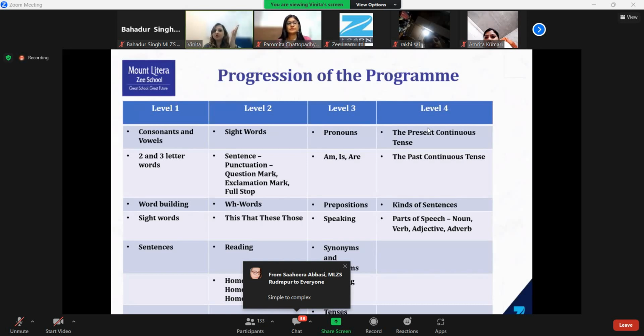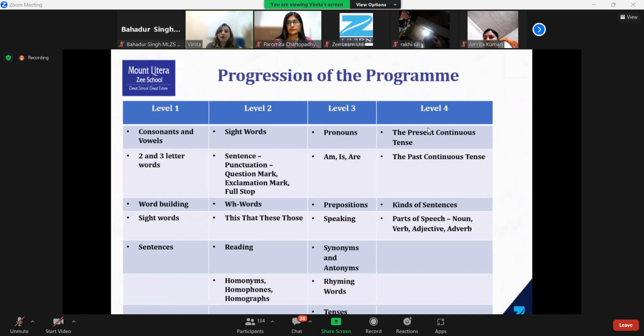If you see levels 1, 2, 3, and 4, you can just read it. I have it open right here, and I think it's quite readable. My level 1 has consonants and vowels, 2 and 3 letter words, word building, sight words, and sentences. These are the topics I have identified for level 1.